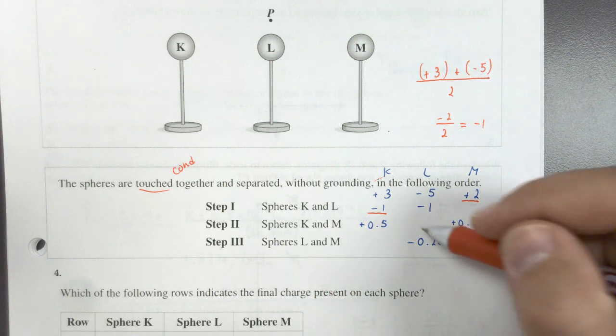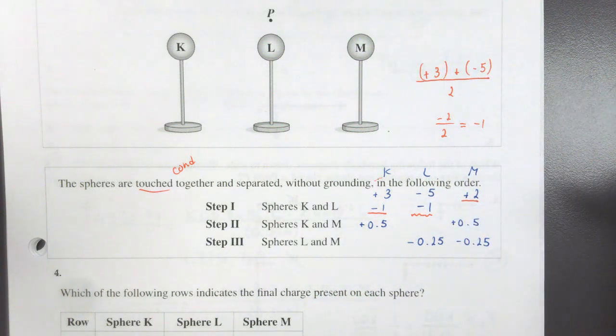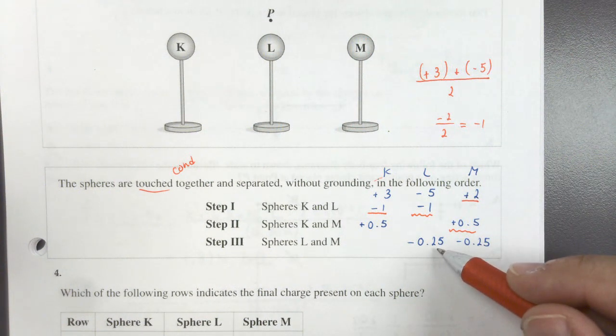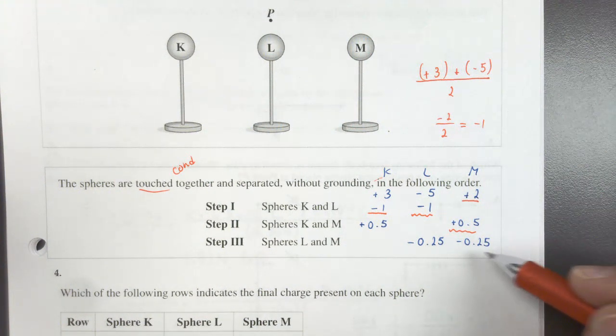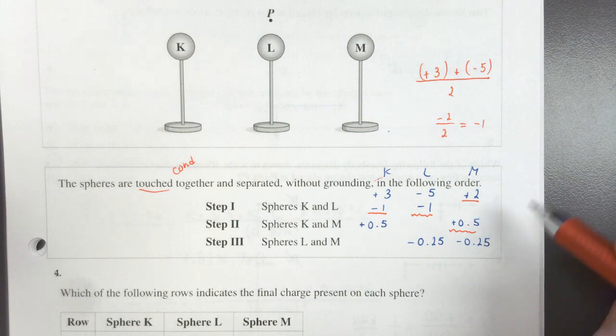Okay, last one. L touches M. So L had a charge of -1. M has a charge of +0.5. The midpoint of those two is -0.25, -0.25.